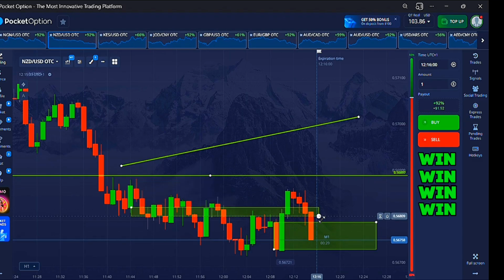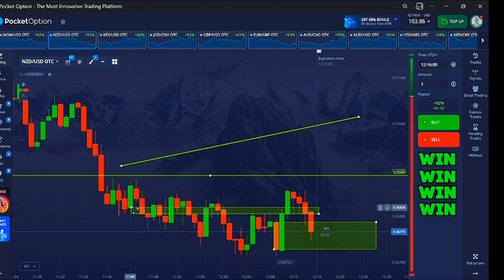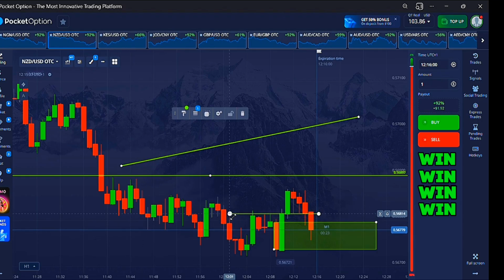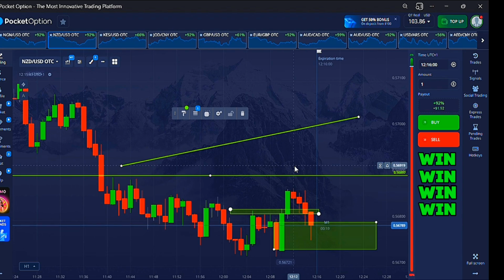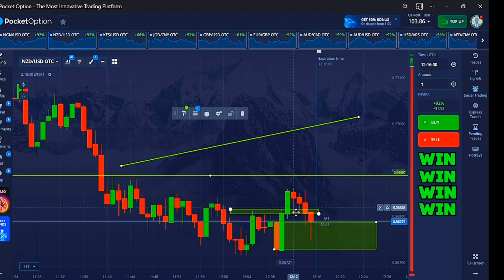You can see this is a resistance level. So this bullish engulfing candle broke this resistance, so I'm waiting for the price to come to my level here, and I went in for a buy on this candle, and it was a winning trade.